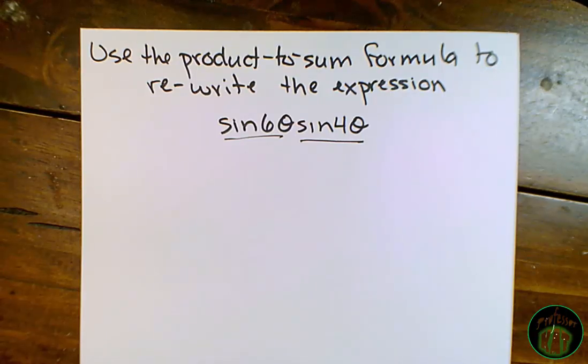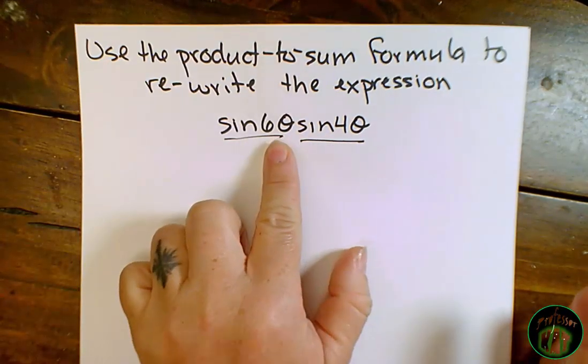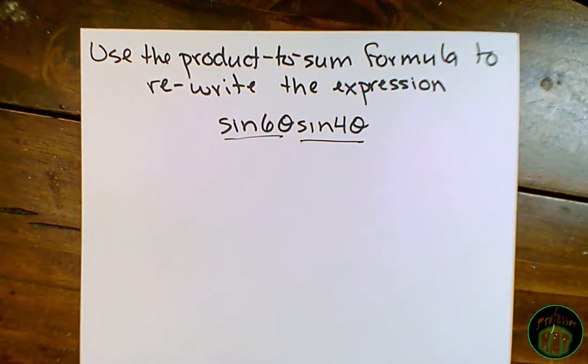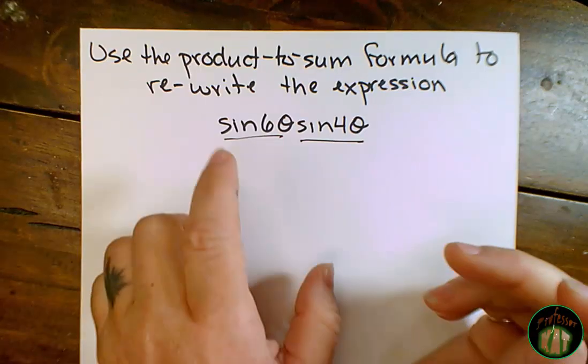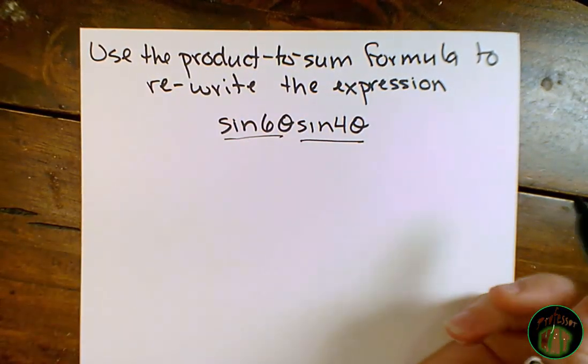There are going to be times, maybe working on different formulas in trig, pre-calc, calculus, where you might need a sum instead of a product like you have here, right? So we use the product to sum formula to rewrite that. Now, there are different formulas depending on what you have, like sine times cosine, cosine times cosine. We have sine times sine.